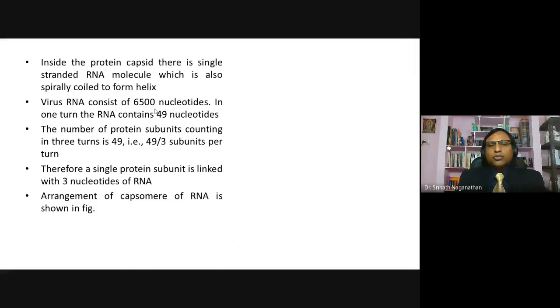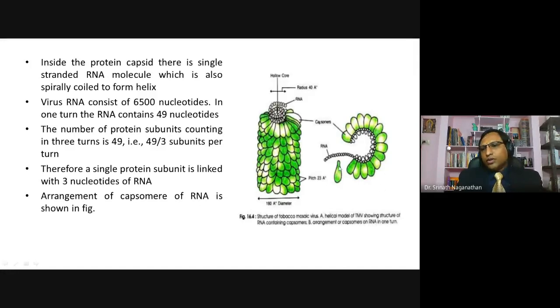The arrangement of the capsomeres is as shown in the figure, you can see here. It is like leaf-like structures in a circular direction. It starts from here and then, turn-wise, it goes on, which is why it looks like a model. This is how the arrangement takes place in the Tobacco Mosaic Virus. As I explained, the RNA has 49 nucleotides per turn, and almost 6,500 nucleotides in the right-handed direction.